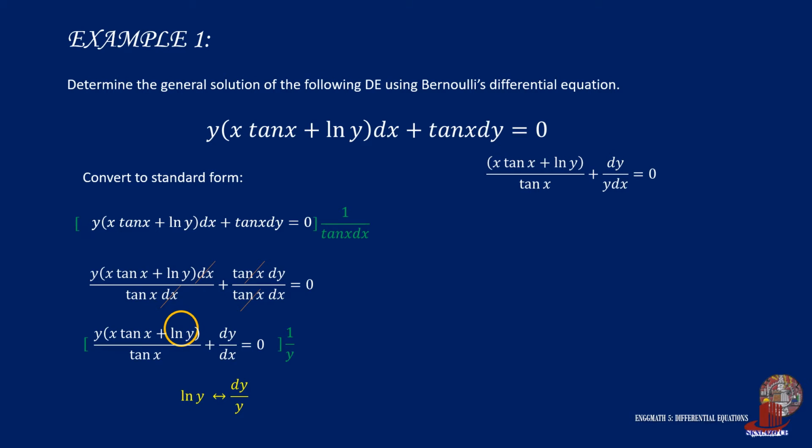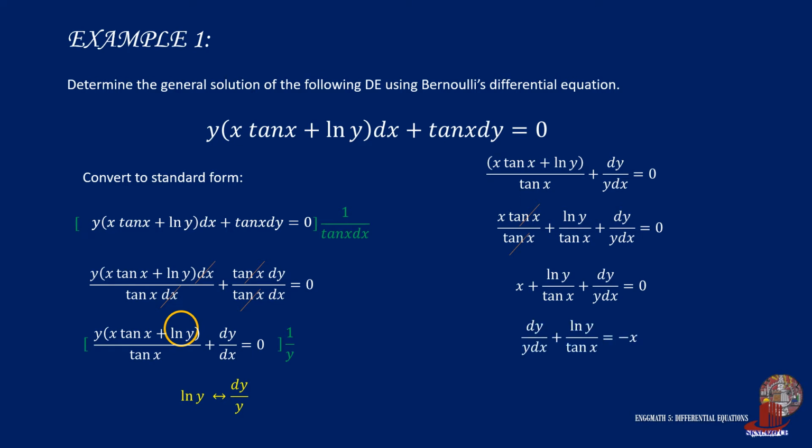And now we can separate the terms. At this point, the first term can be simplified by canceling tangent x, leaving the simplified form of x plus ln of y all over tangent x plus dy all over y dx is equal to 0. Arrange the terms to take the standard form where the reciprocal of tangent x is taken as cotangent x. The resulting equation seemingly looks similar with the standard form shown earlier. So cotangent x is p of x and q of x is negative x. However, y raised to n is taken as 1, which means that n is 0, thus we got a linear equation.